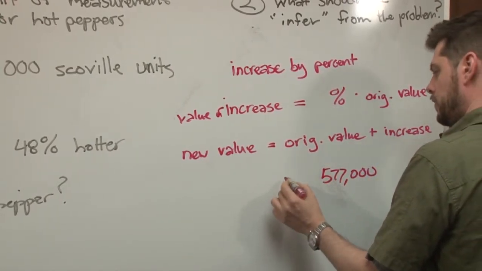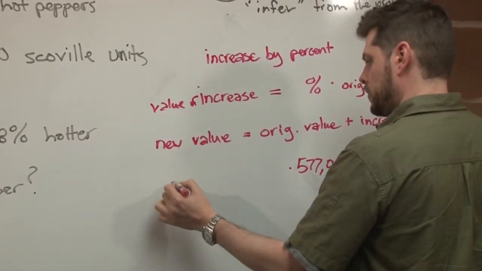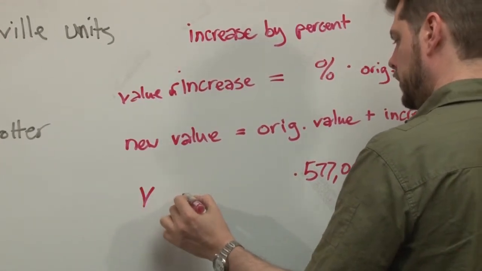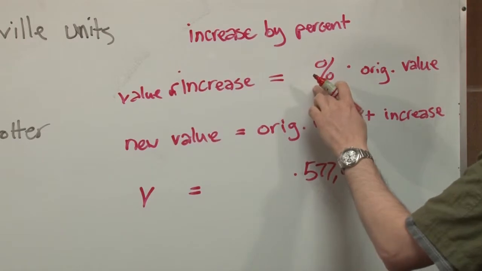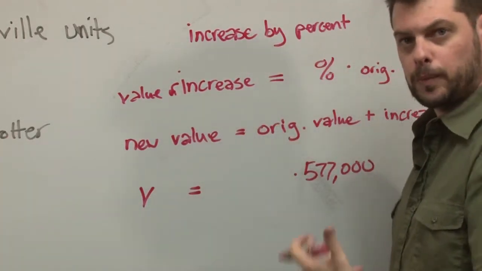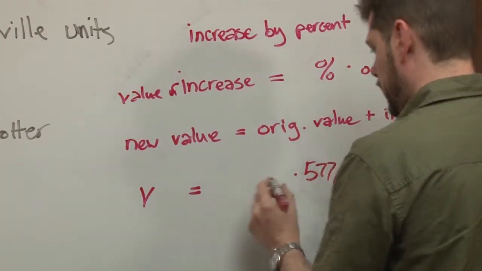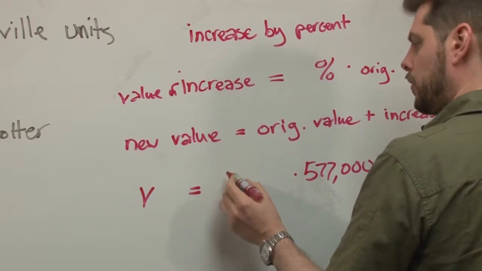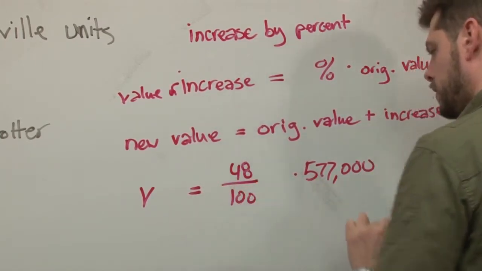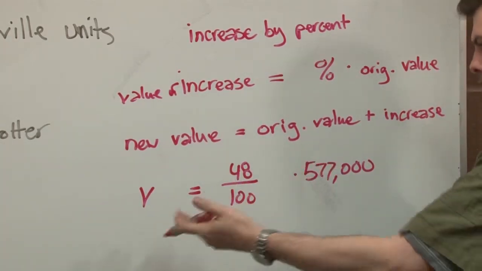And then we'll have the increase, which we don't know. So we'll call it V. We'll let V equal the increase. And it's a percentage. Well, what's the percentage that we have? It's 48%. But remember what we do with percentages. We have to turn them into either ratios or decimals. Okay? And I'll use a ratio, 4,800. Okay? And just like we did in the first example, we'll solve for V.